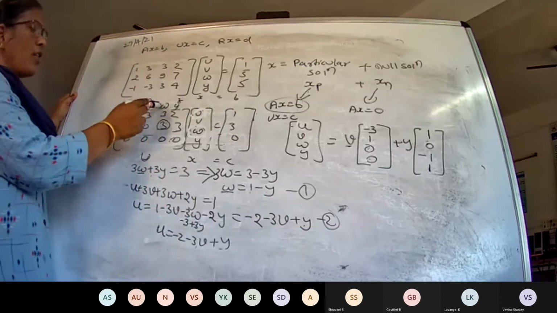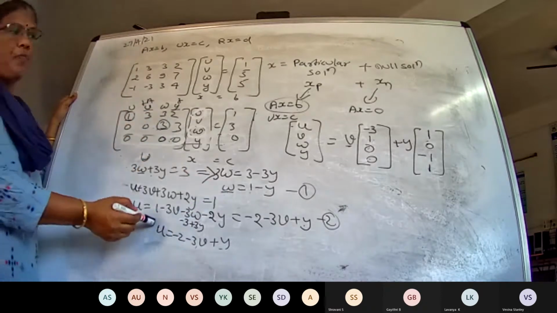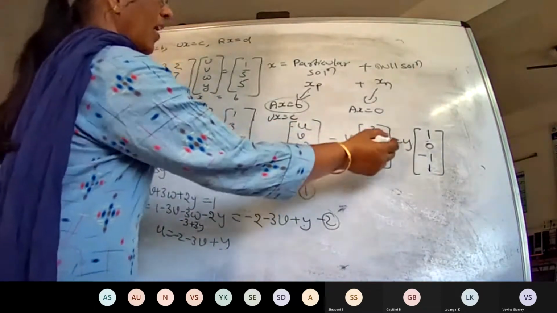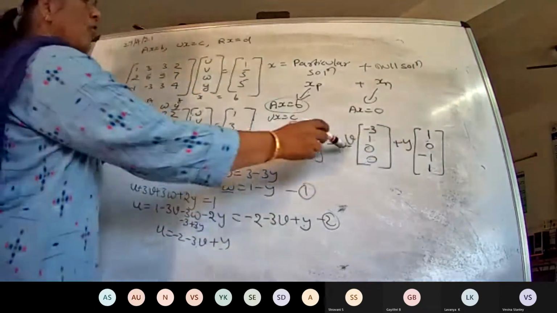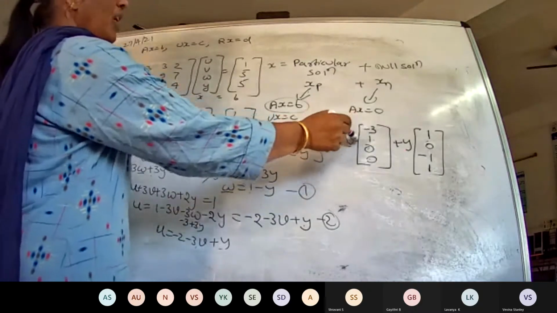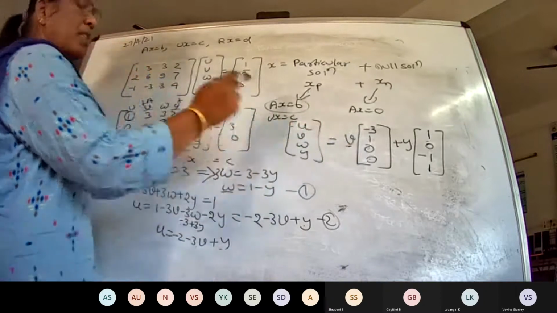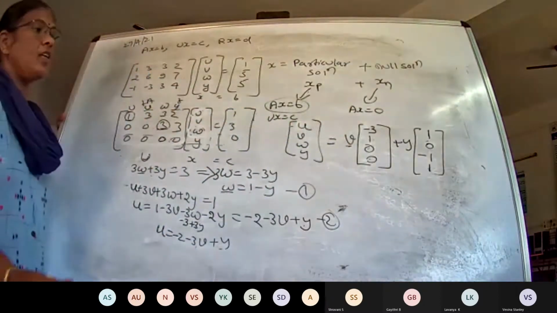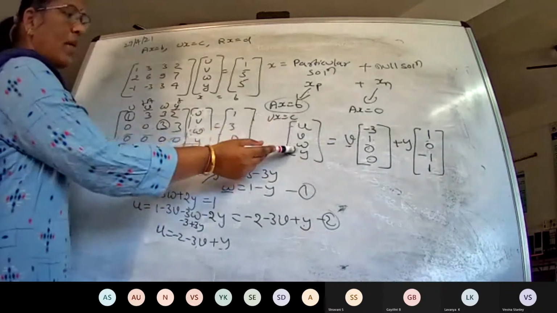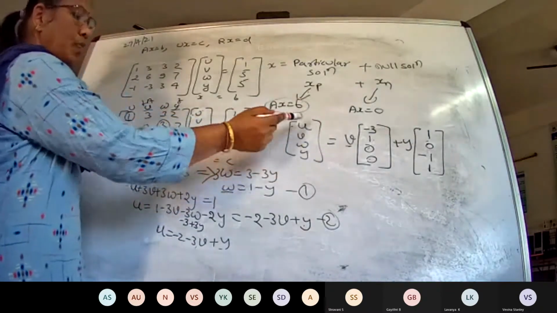Why W and U? W and U are the paired variables. So write in terms of the paired variables, and write here the free variables. Free variables are V and Y. For free variables V, just write the coefficients of V present in U, present in W, and present in Y. In this same order we have to write. What is the coefficient of V present in U?